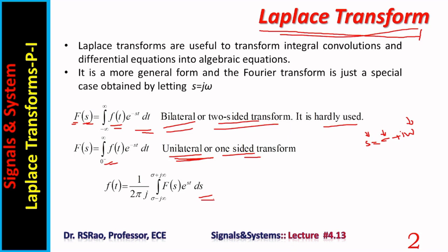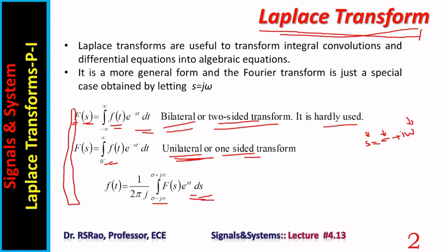Now, here the reverse transform is also given. It can be used to find the time domain signal from the frequency domain signal F of s. f of t is equal to 1 by 2 pi j integral sigma minus j infinity to sigma plus j infinity F of s e power st ds. This is a reverse transform, but this is not of much use or not often used. Anyway, these are the defining relations pertaining to Laplace transforms.